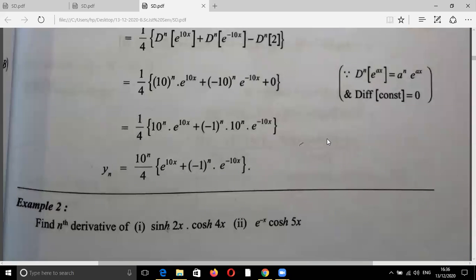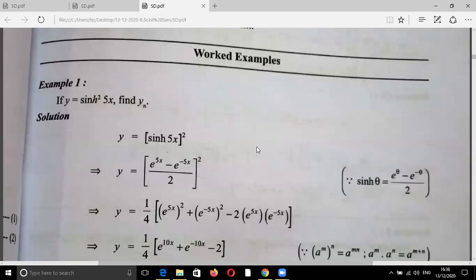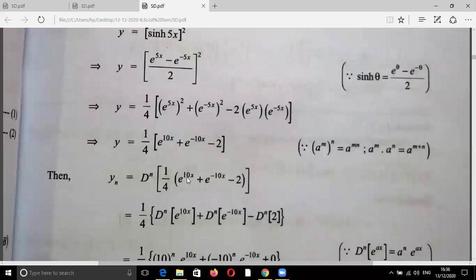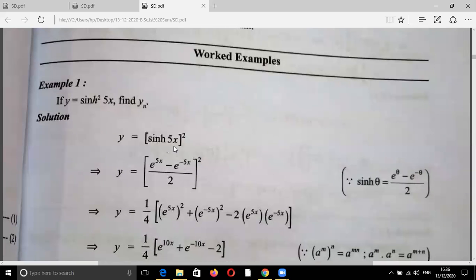Now we will see the remaining thing in the next class. And remember, here you are not directly applying the derivative. You are converting this into the exponential function, then you are applying the formula, because you know the formula for the exponential function e to the power mx, but we don't know directly the derivative of sinh 5x. That's why you write this in terms of exponential. Then you apply the formula. It is not possible to write directly. Okay, thank you.